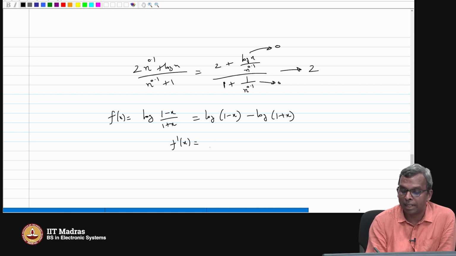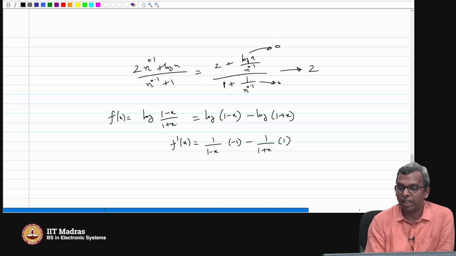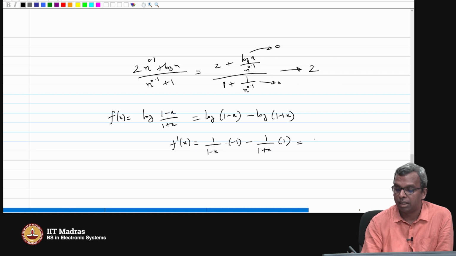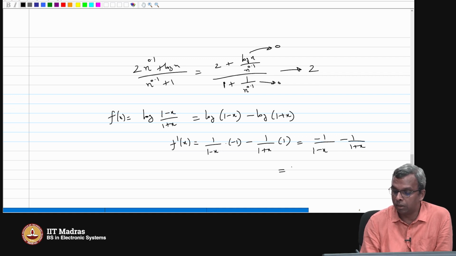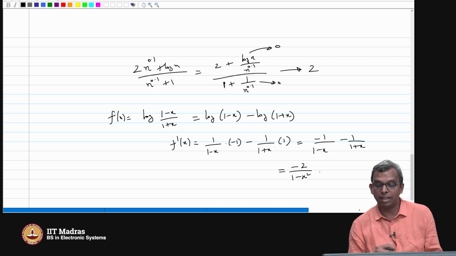Log 1 minus x derivative is 1 by 1 minus x times derivative of 1 minus x, which is minus 1. And then this is minus 1 by 1 plus x times plus 1, right? So it's a very easy derivative. And so you get minus 1 by 1 minus x minus 1 by 1 plus x. You can do this very quickly. It will be minus 2 by 1 minus x squared. Okay, so you see how easily the derivative works.